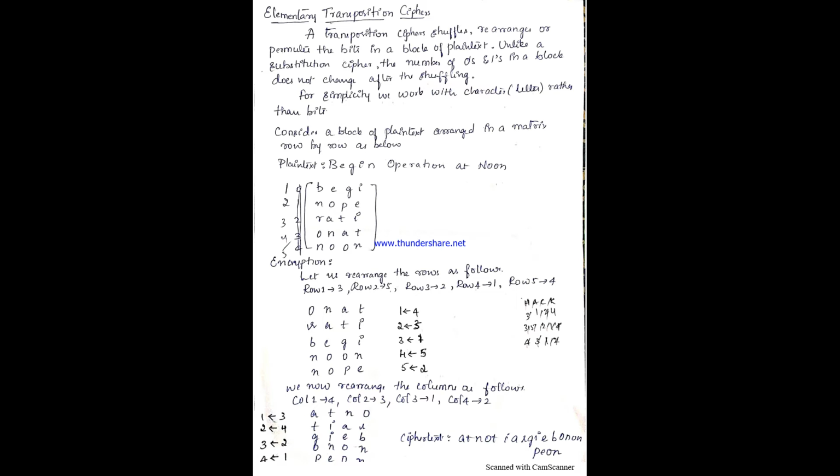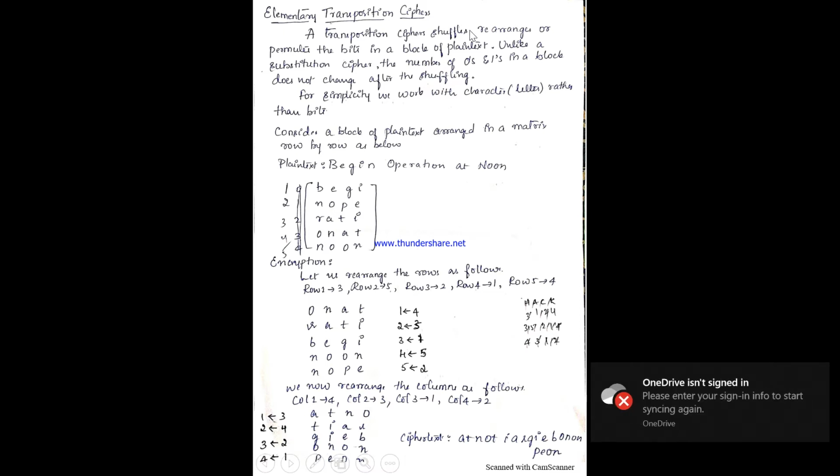Now we'll move on to the other type of ciphering technique, that is the transposition cipher. In a transposition cipher I will not substitute any character by another character, but instead in the given plain text I'll be either shuffling, rearranging, or I can also say permuting the given plain text.